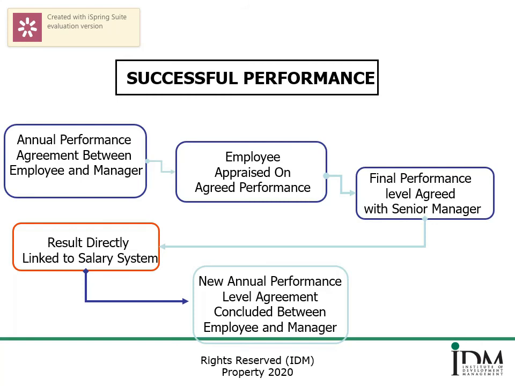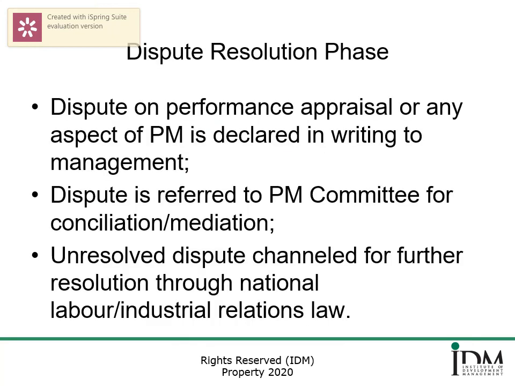In a successful performance system, here is a simple routine principle. There is an annual performance agreement between an employer and employee at the beginning of the period. Employees are appraised on agreed performance. The final performance level is agreed with the senior manager. The result is directly linked to the salary system. And then a new performance agreement is concluded between employer and employee, and it starts afresh again. We agree, then it goes on. It's a cyclical, never-ending process, annually or periodically.